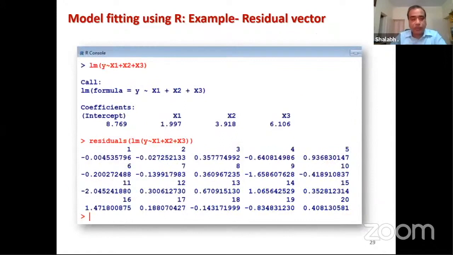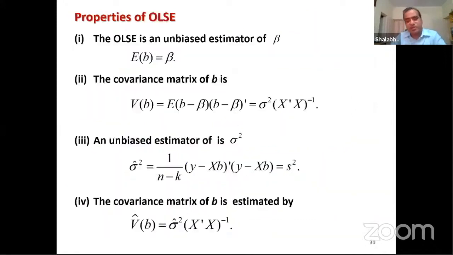Just for your information, the estimator you have used, this ordinary least squares estimator, is a very good estimator. It is unbiased, its covariance matrix is this, its variance can be estimated by this, and the covariance matrix can be estimated by this. This is just for your information.